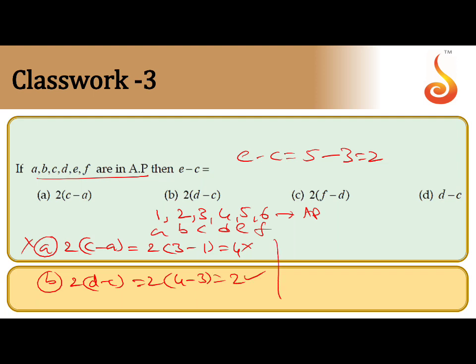This choice is possible. Now you can check other options also. It may get 2 or not. 2 into f minus d: f is 6, minus 4, that gives 4. This is wrong.